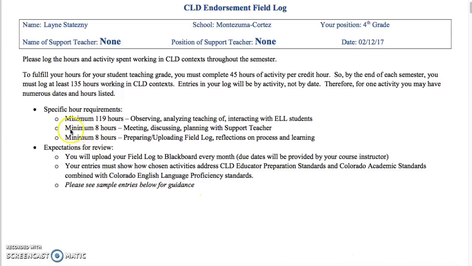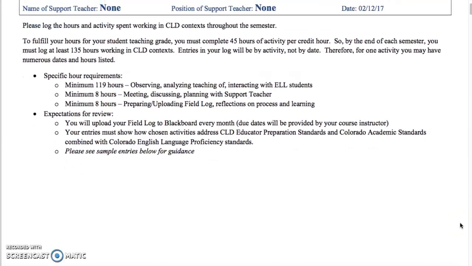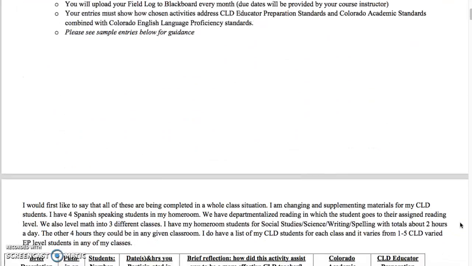We're also required to have a minimum of 8 hours of meeting, discussing, and planning with our support teacher. And then we had to have a minimum of 8 hours of doing this log. So I'm going to go down below and show you how this log was completed.